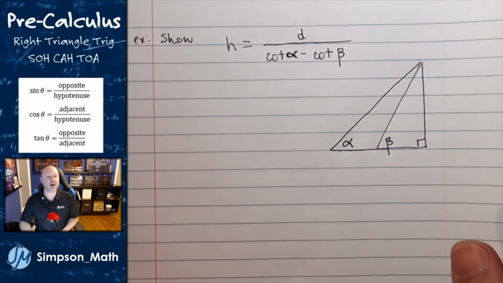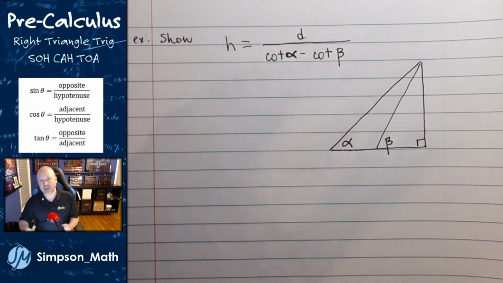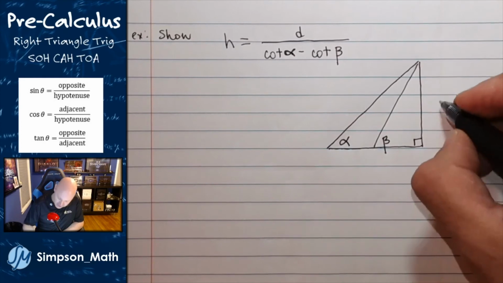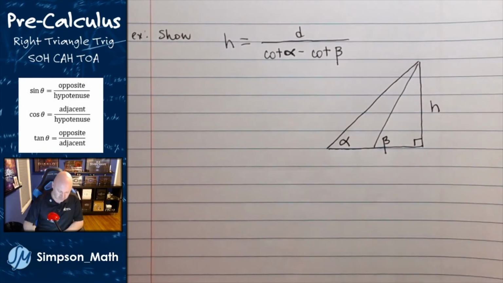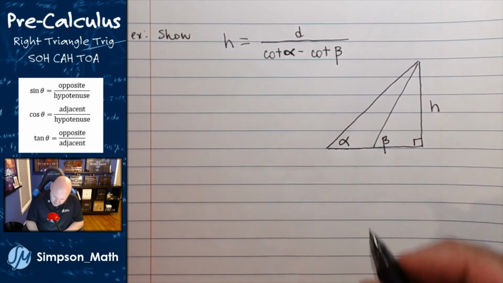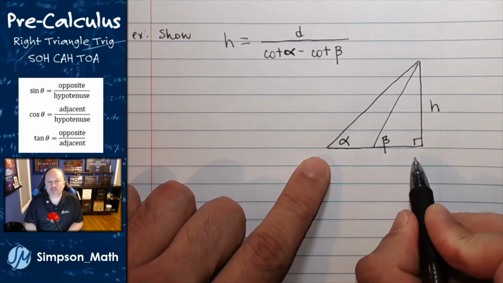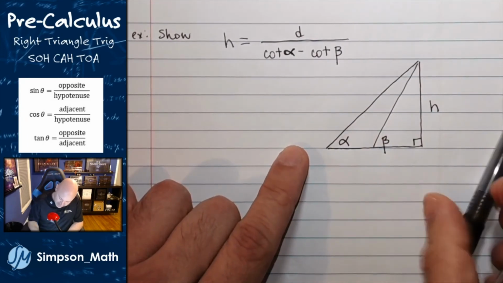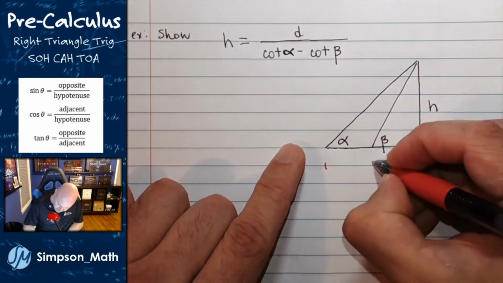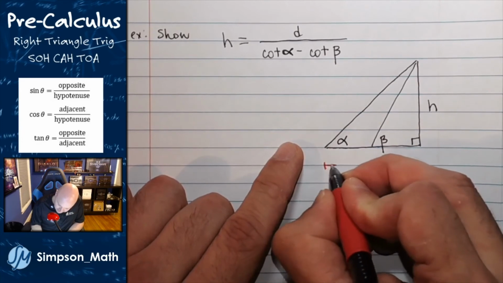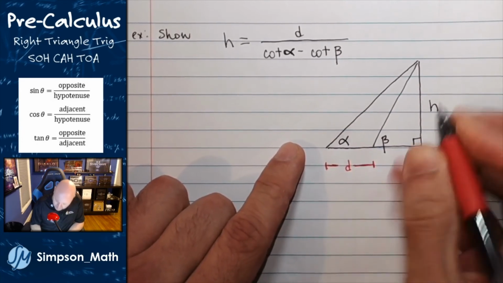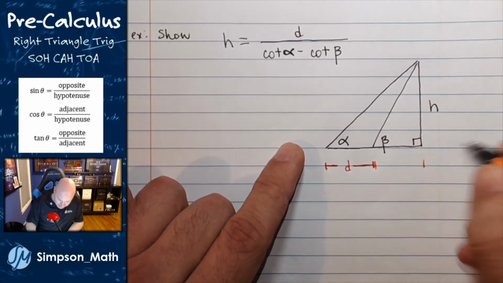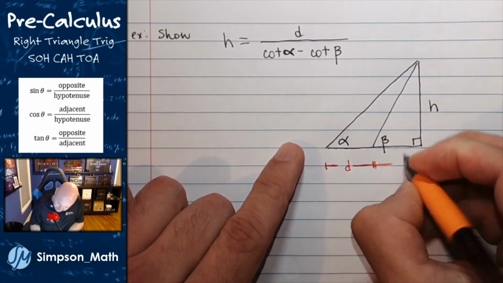Theta is also a Greek letter. We commonly use theta, but instead of theta, I'm using alpha and beta. And the height of this triangle is h. And we do not know the base of this triangle, but we do know that this first piece measures d units, and we know that the second piece measures x units.